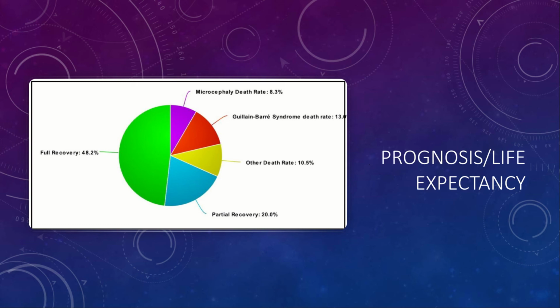8.3% of people die from microcephaly. 13% die from the Guillain-Barré syndrome, or GBS. And 10.5% die from other Zika virus symptoms.